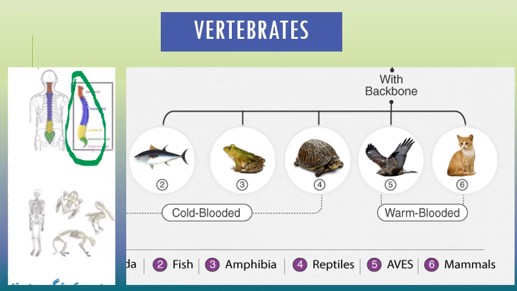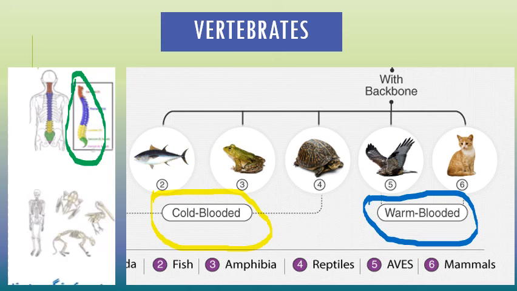Now here you can see these animals are divided into two categories, cold-blooded animals and warm-blooded animals. Cold-blooded animals are those that cannot maintain their temperature independent of the environment. For example, if the outside temperature is 30 degrees, the body temperature will also change. Whereas warm-blooded animals, whatever the temperature is outside in the environment, it doesn't affect their body. They have constant body temperatures. These include vertebrates: fish, amphibia, reptilia, aves meaning birds, and mammalia.